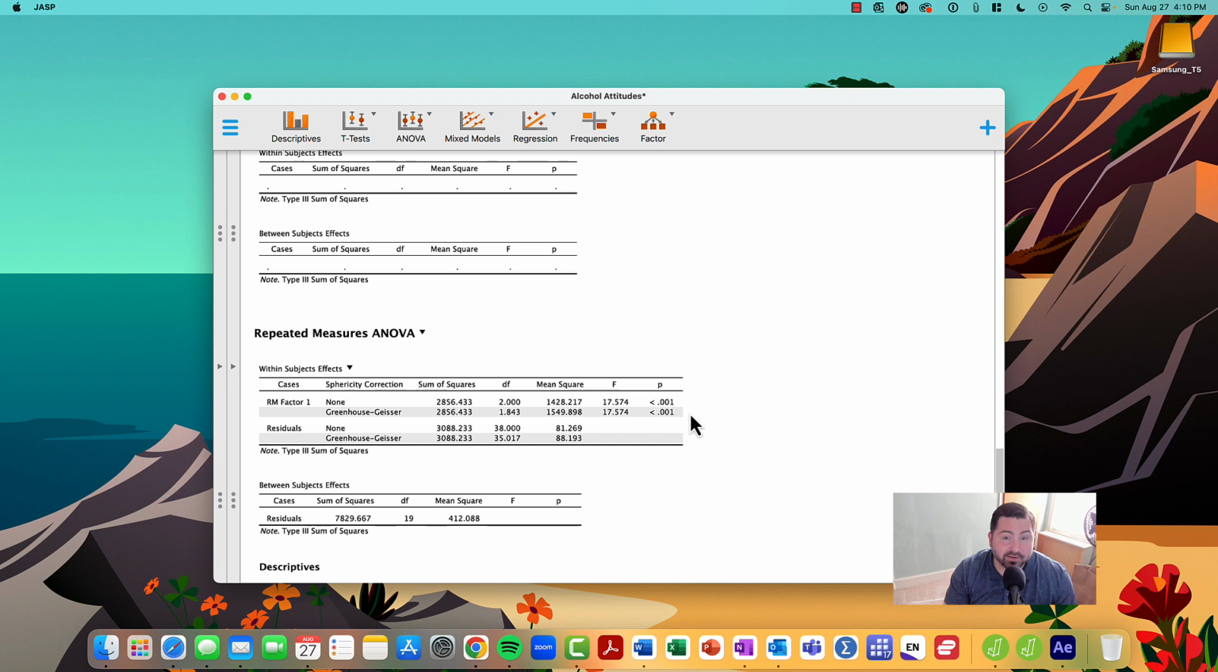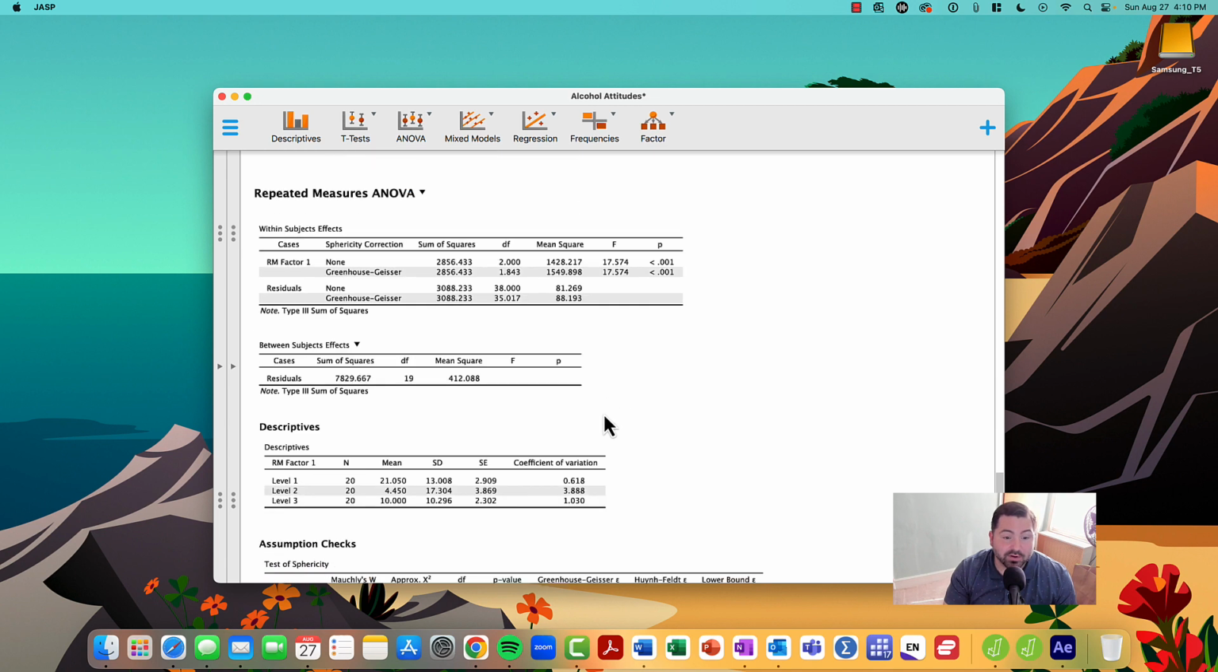We would then compare this F observed value to the F critical value, which we've shown in previous videos, and we would see that the p-value is statistically significant because it's smaller than 0.05. So this tells us that there is a statistically significant difference in the attitudes of beer depending upon if we're provided with a positive, neutral, or negative image of beer. But to determine where those significant differences lie, we need to look at the post hocs.